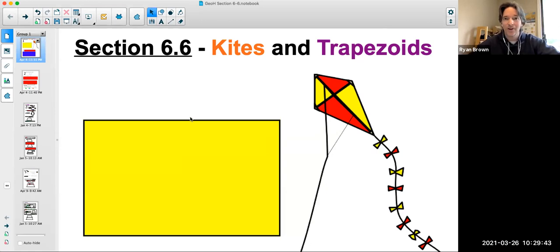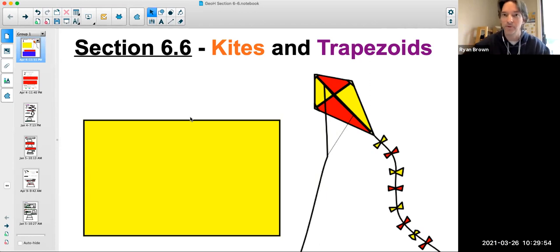Hey everybody, in this section today, we're going to talk about trapezoids and kites. Finally, this is the end of chapter 6. So I'm posting these notes online for you. You can fill these in as we go, or just listen and play along. But the last two types of shapes, quadrilaterals, that we're going to play with are called trapezoids and kites.